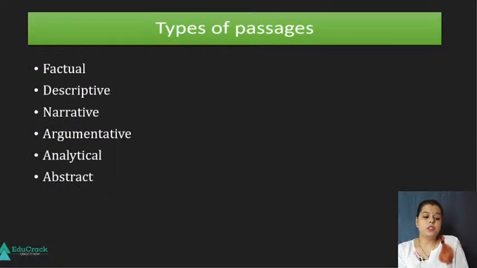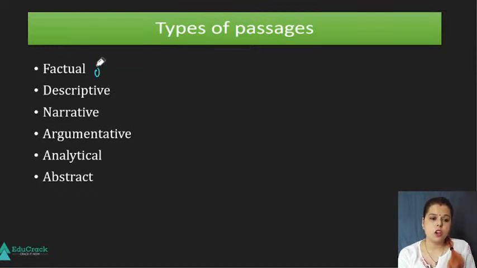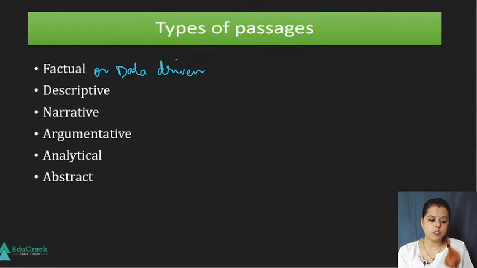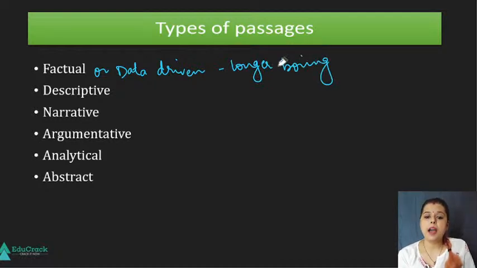let us talk about the different kinds of passages that are there. This is based majorly on the type of content, not on the topic. We have factual passages, or they are also called data-driven passages. So as the name suggests, factual passages have a lot of facts in them. There can be a lot of numbers, there can be graphs, there will be a lot of information. So factual passages may be longer, but definitely boring to read. Why boring? Because there is a lot of information, a lot of facts given there.